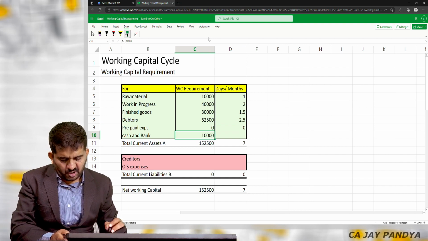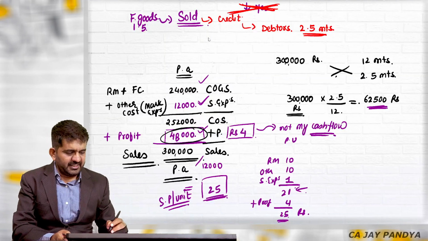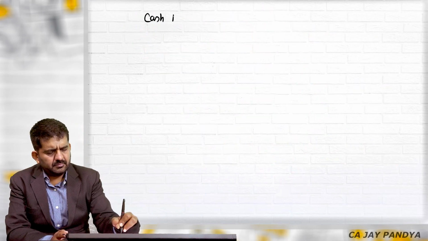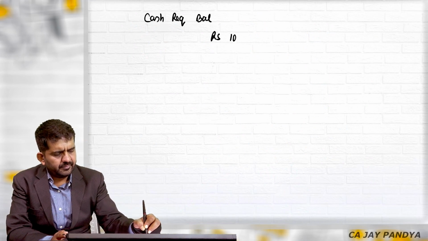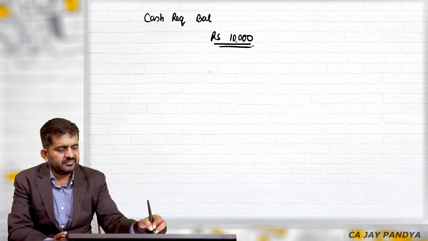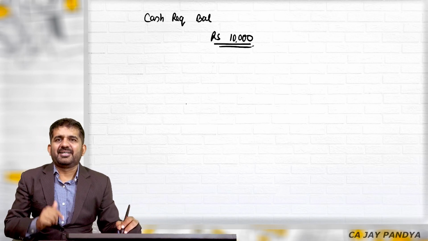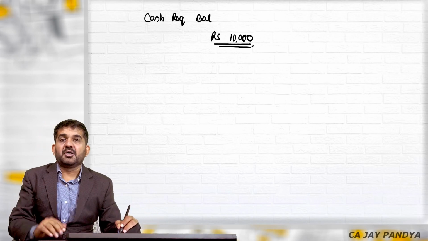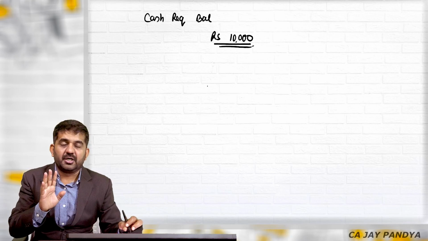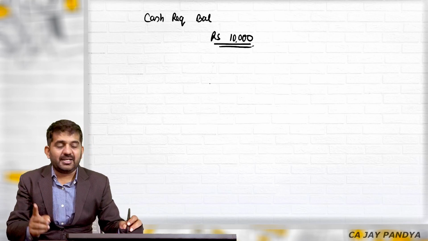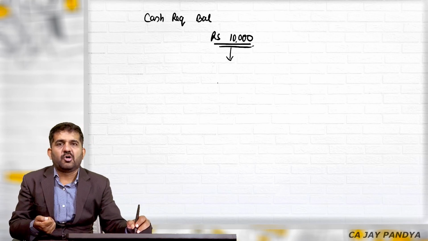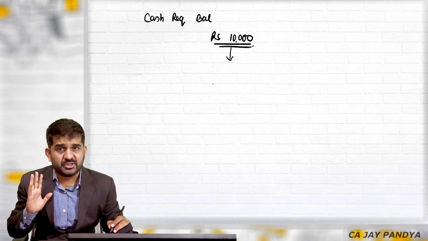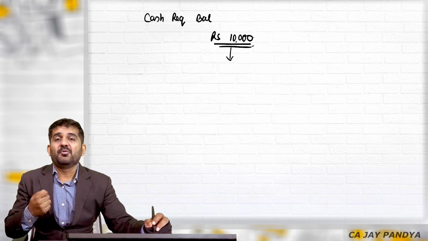When will this come out of my business, please understand. This will remain 10,000 tomorrow. If it has become 20,000, I will withdraw 10,000. But ultimately, this will never come out of my business. This will come out of my business when I close this business. This is also a working capital requirement.